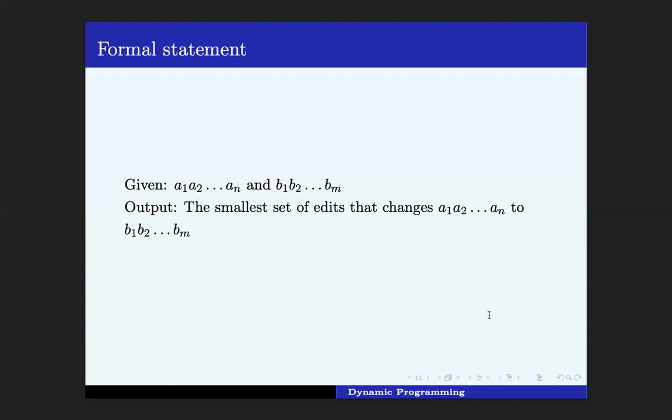Sir, you are asking how to convert A1 to AM to B1 to BM, an algorithm for that? No, the minimum number of steps required to convert. Okay, what is the minimum number of edits by which you can convert A1 to AN to B1 to BM? So I mean minimum number. Maybe finding the exact set of edits also might be a useful thing to do.